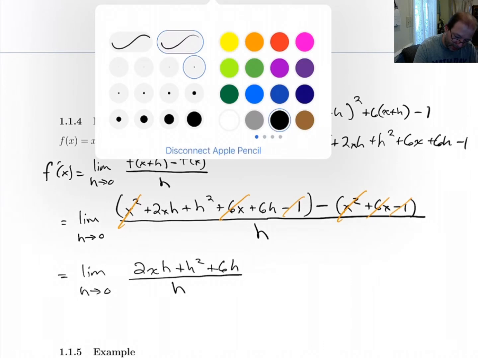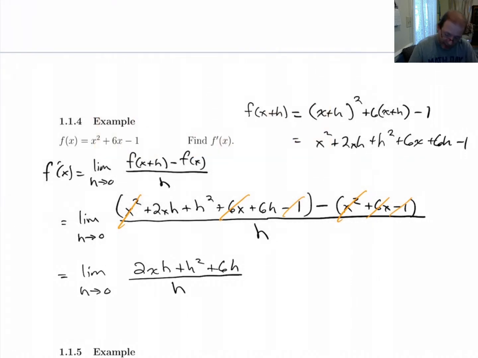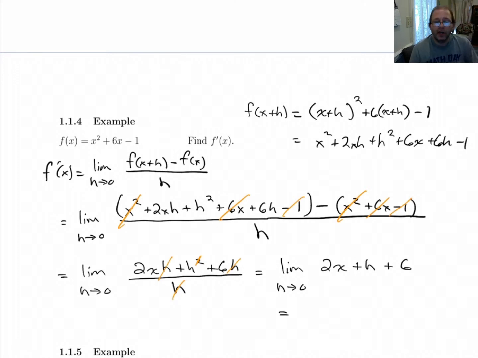Now, I can cancel an h since everything up top has an h in it. So this h goes, these h's cancel. This cancels one of those. So I'm left with the limit as h goes to 0 of 2x plus h plus 6. And now I can plug in the 0 for h, and I get 2x plus 6. And that's my derivative.